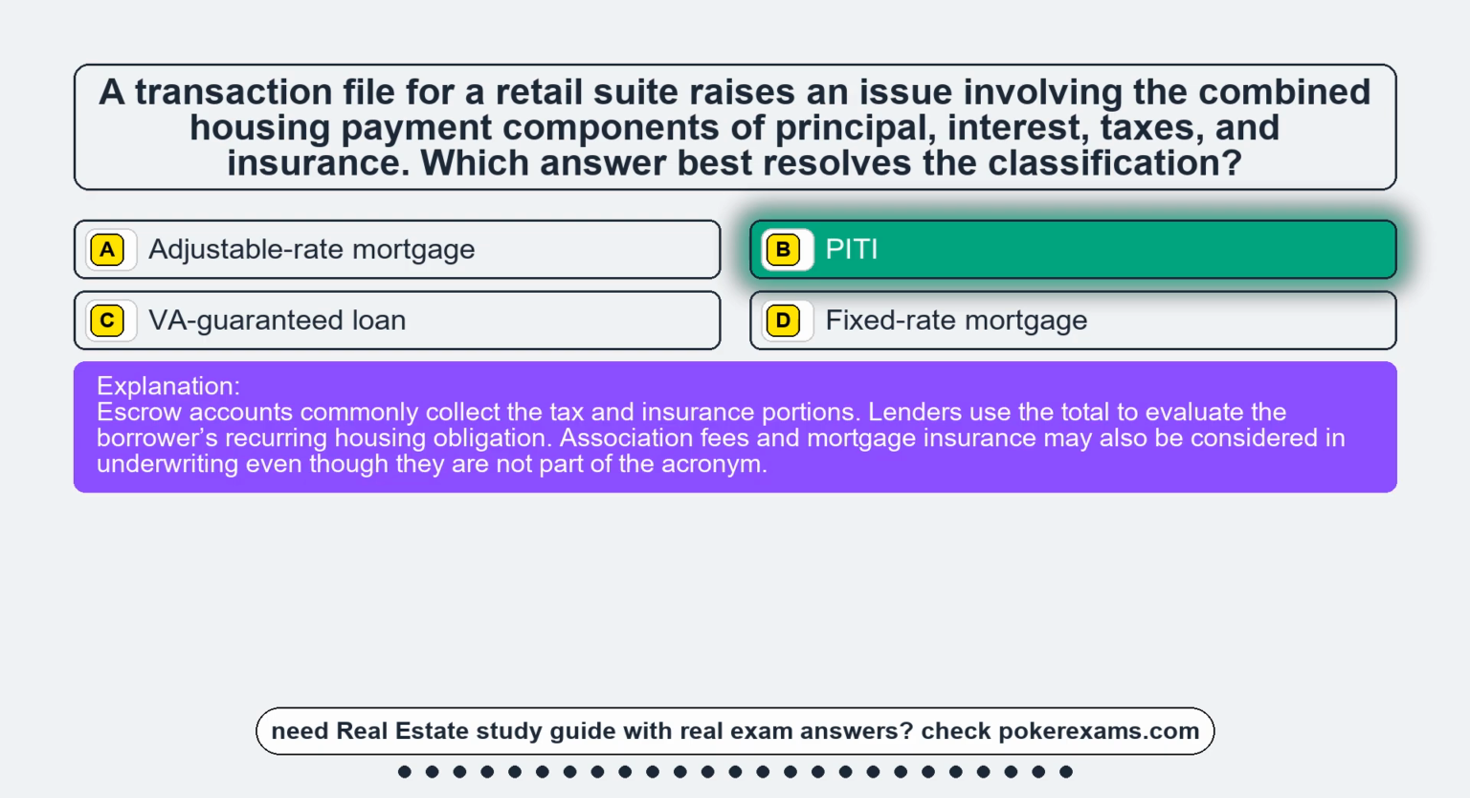Escrow accounts commonly collect the tax and insurance portions. Lenders use the total to evaluate the borrower's recurring housing obligation. Association fees and mortgage insurance may also be considered in underwriting even though they are not part of the acronym.